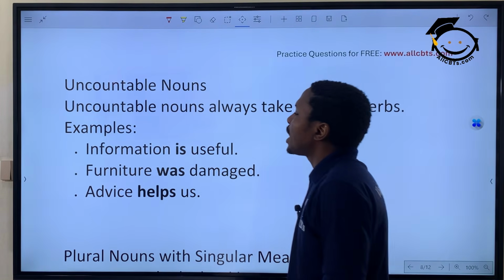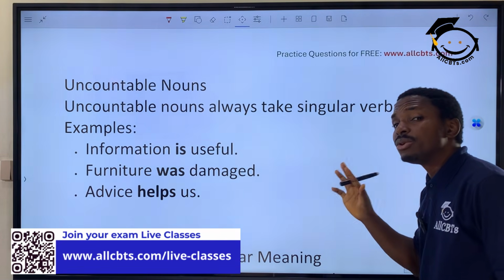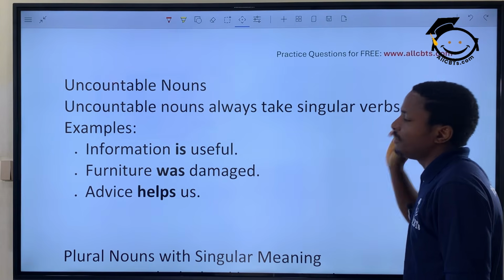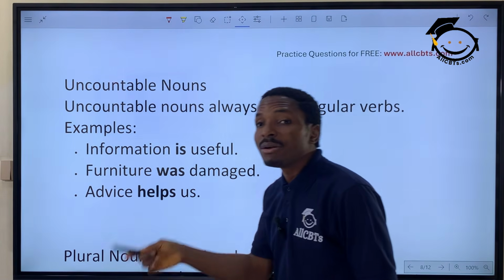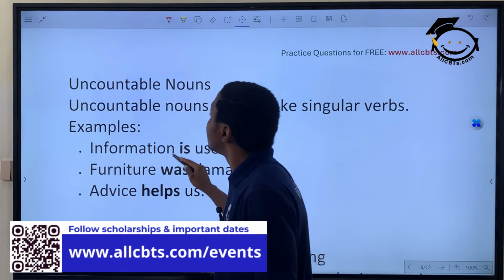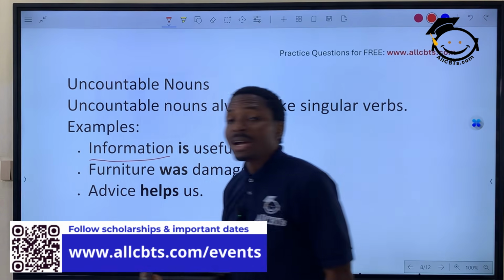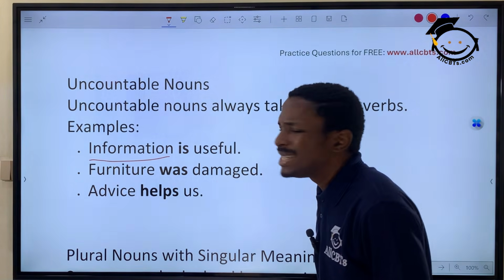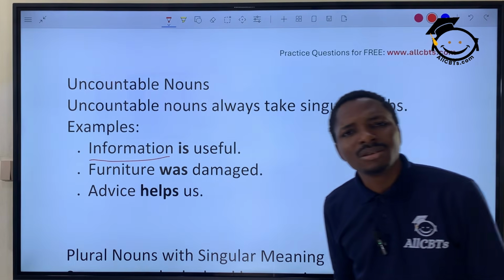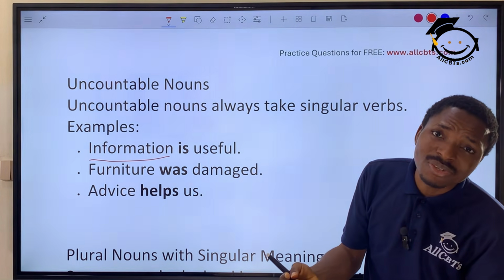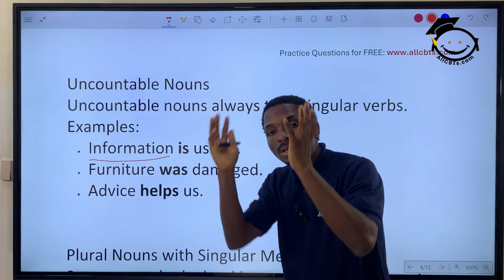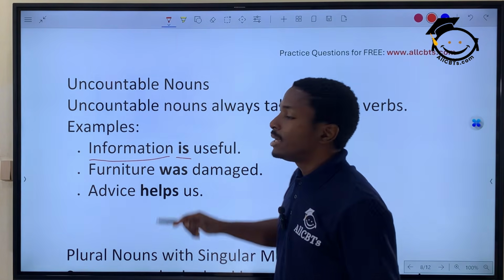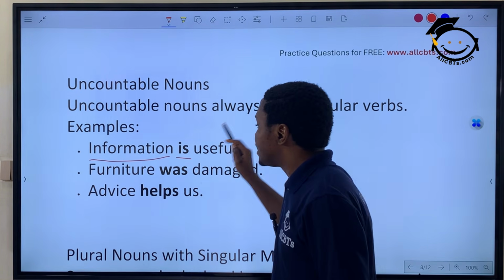Now next, uncountable nouns. Remember we are still on rules. Uncountable nouns always take singular verbs. Things you cannot count. For example, information. Information is an uncountable noun. You don't say informations. You don't say datas. Okay? Because you cannot count those things. So for information we use is. Uncountable noun will always take singular.